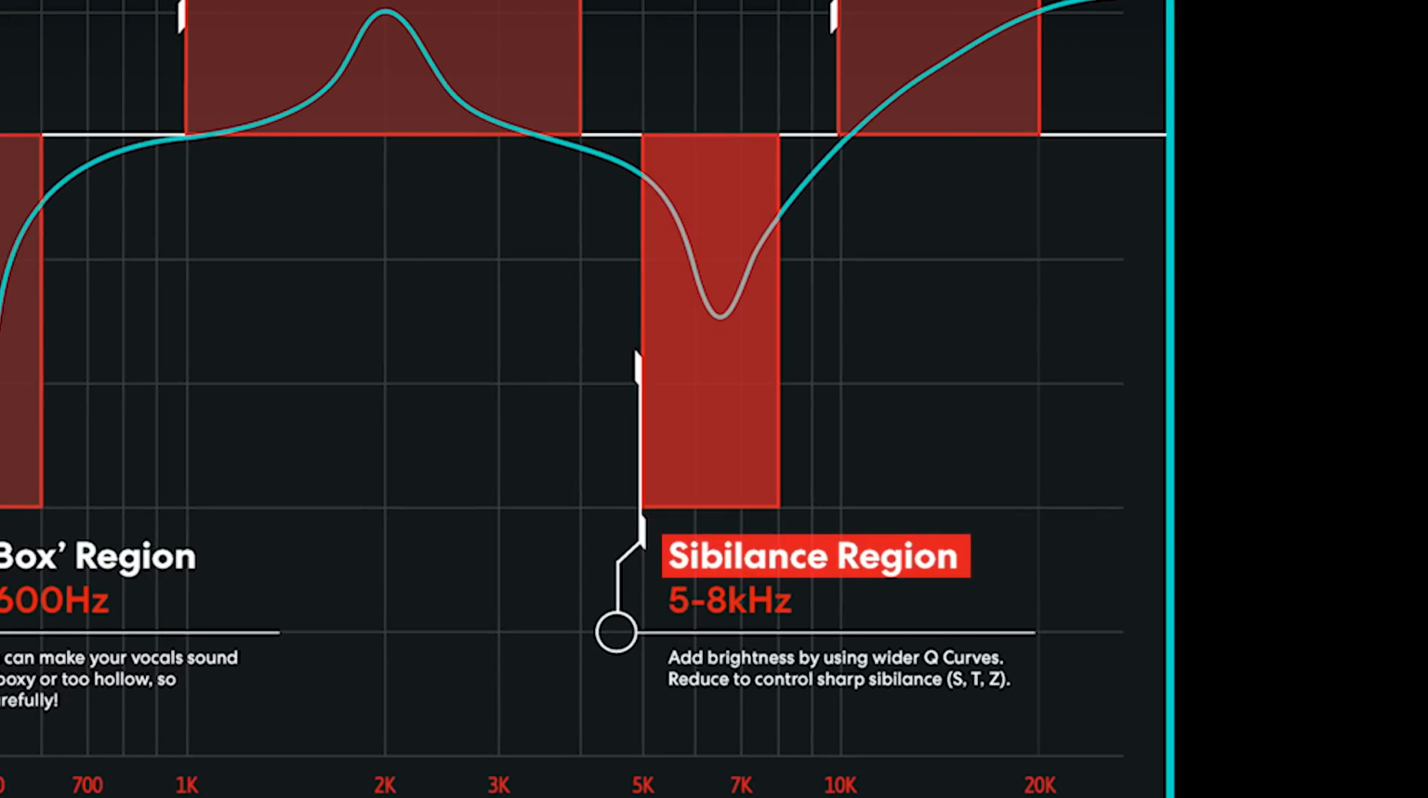The sibilance zone is between 5 to 8 kHz, and this range affects the brightness, but it's also where you can find your sibilance, your harsh S's and T's. If this is the case with your vocal, add a gentle broad cut.